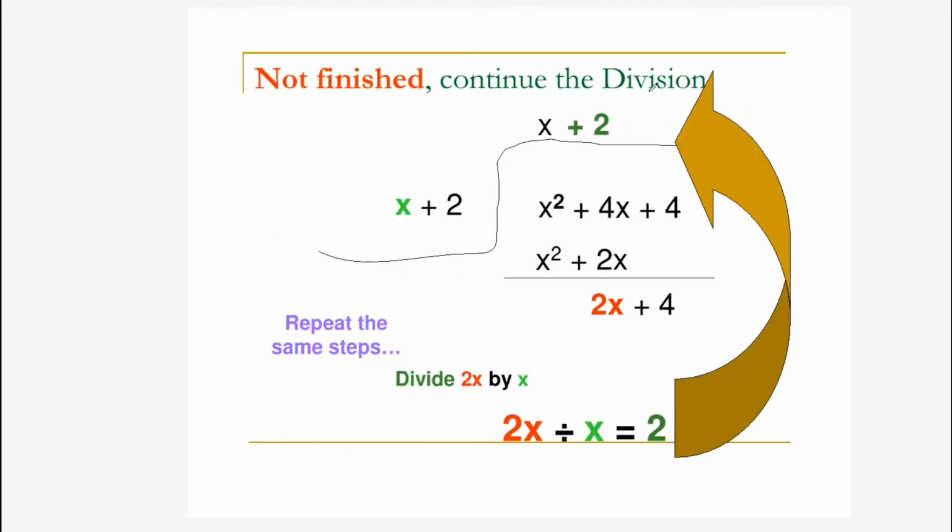Not finished. Continue the division, because you're going to stop only when the remainder is 0, or the degree of the remainder is less than the degree of the divisor. Now they are equal. We should not stop. We need to proceed. Now, as I said, repeat the same steps. Divide the first monomial of the dividend by the first monomial of the divisor, 2x divided by x, which is simply 2. Can you see the arrow? Write it here, plus 2.